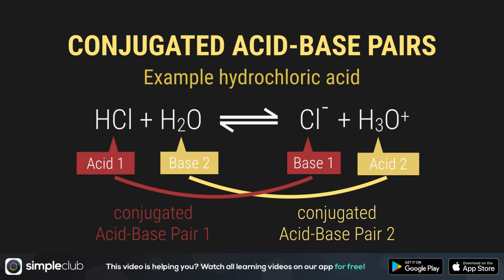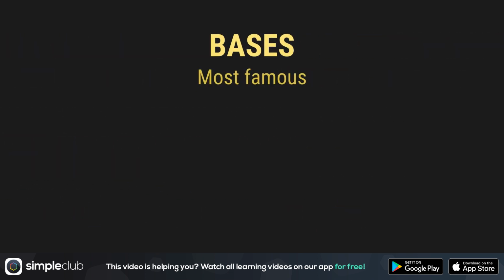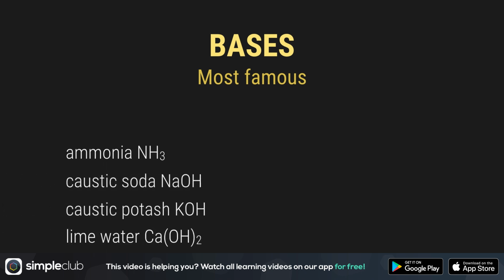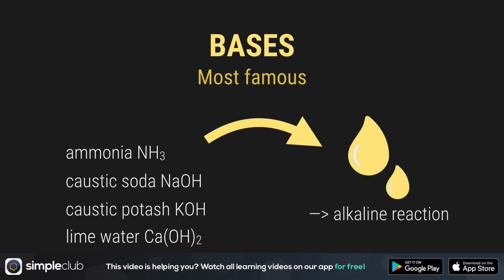We just looked at the important acids. Now, we'll turn to the famous bases. For example, we have ammonia, NH3. More famous bases are caustic soda, NaOH, caustic potash, KOH, and lime water. They have an alkaline reaction with water. This means that they accept an H+. Let's take a look, shall we?